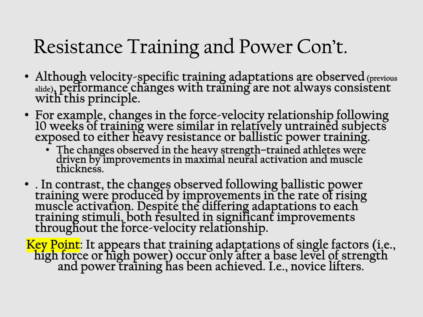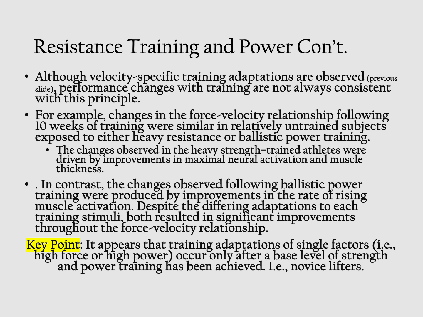For instance, changes in force-velocity relationships following a 10-week training program were similar in relatively untrained subjects exposed to either heavy resistance training or ballistic power training. The changes observed in the heavy strength training athletes were driven by improvements in maximal activation and muscle thickness. When you start a program, you're going to have neural adaptations that take place first, followed by hypertrophy, the increase in muscle size, thereafter.